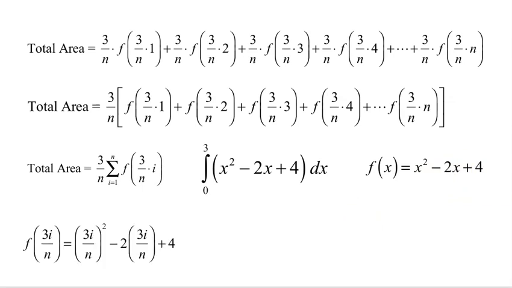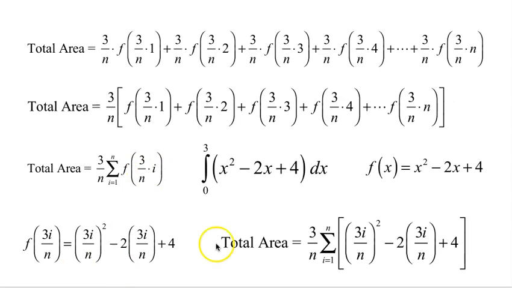So what do I have next? I have f of, again, 3 over n times I, which is the same as 3i over n. Square the first piece, 3i over n squared, minus 2 times that piece, minus 2 times 3i over n, plus 4. So that is f of 3 over n times I. Let's simplify the algebra. What do we get? We're going to sum all those guys. So the sum, 3 over n times, there's my function, f of 3 over n times I: 3i over n squared minus 2 times 3i over n plus 4.